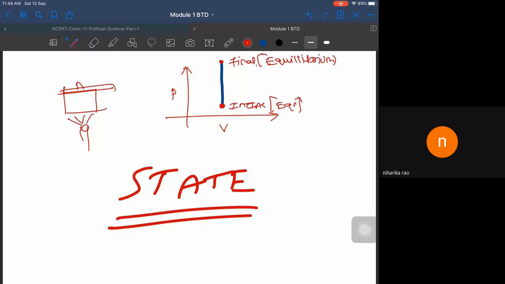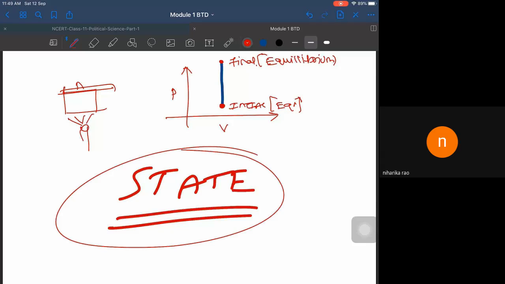If you have heard my explanation, while explaining the initial state and final state, I have used the word state over there. So initial is a state and final is also a state. Okay. So what do you mean by state?